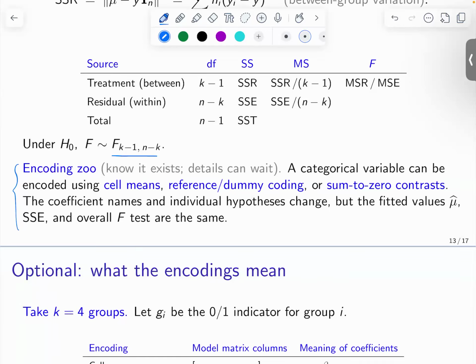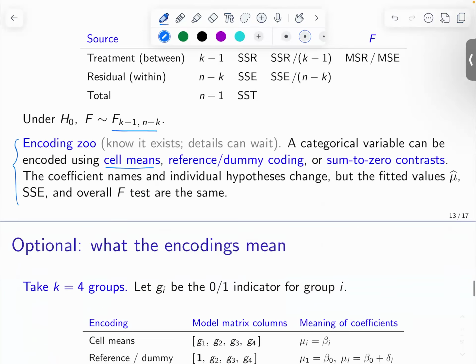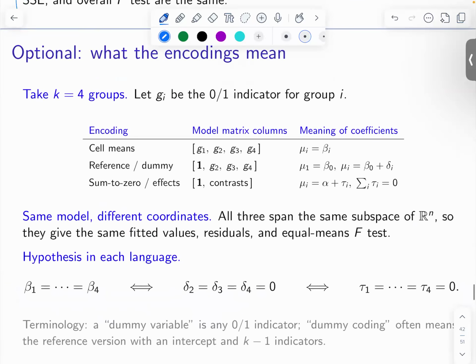Technically, you have a categorical variable, and here we are doing the cell means, so we are modeling individual means as different parameters. But you can have an intercept and then measure the differences to a reference group. Let's say I have group 1 as the reference, and then the mean of group 2 would be that plus a delta, and the mean of group 3 would be that plus a delta. So this is a different encoding. It would give you the exact same answer in terms of the F-test, but the design matrix would look different.